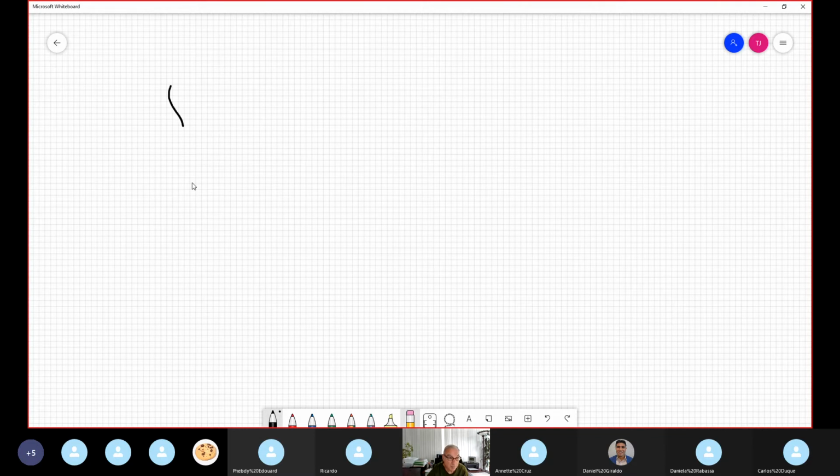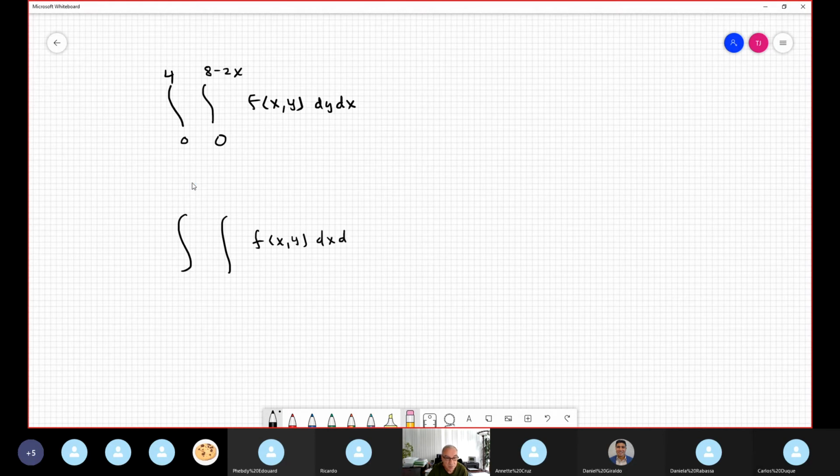Suppose this double integral from 0 to 4 of 0 to a minus 2x of one arbitrary function in 3D, and the order of the integration is dy dx. I want to change the order. The same function, but your integration now dx dy.